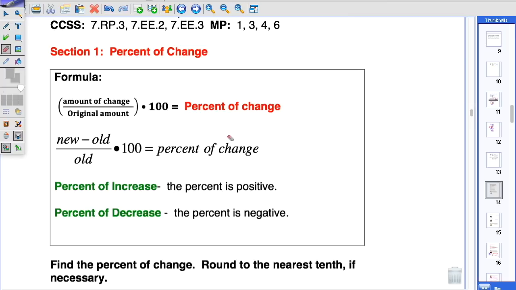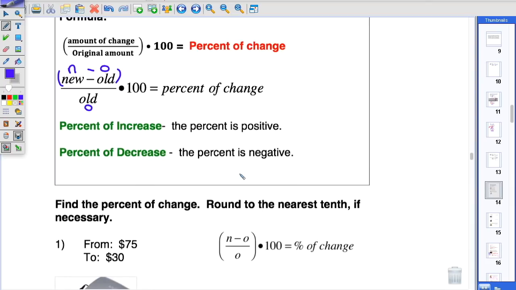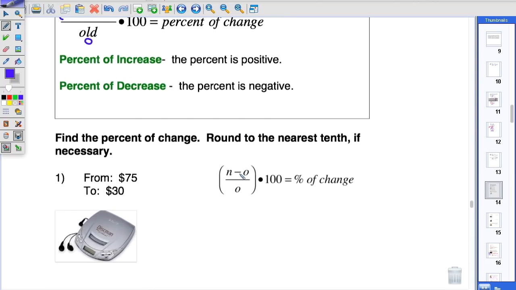It's your formula, and that's the amount of change divided by the original amount, multiplied by 100, and you get your percent of change. Here are some keywords to look for. You would actually take your new amount, which we can call n, minus the old amount divided by the old amount. So you have to do everything in the numerator first, divide, multiply it by 100, and that gives you your percent of change. The percent of increase is when the percent is positive. The percent of decrease is when your percent is negative.